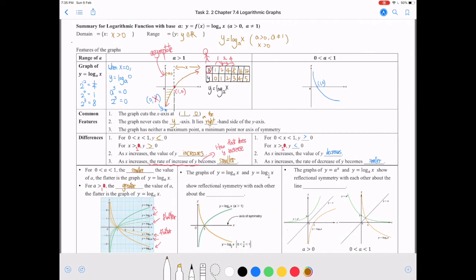The next one: the graphs of y equals log base a of x and y equals log base 1 over a of x show reflectional symmetry with each other about the what? So let's have a look at the graph. I think it's clear, right? The axis of symmetry is the x-axis.